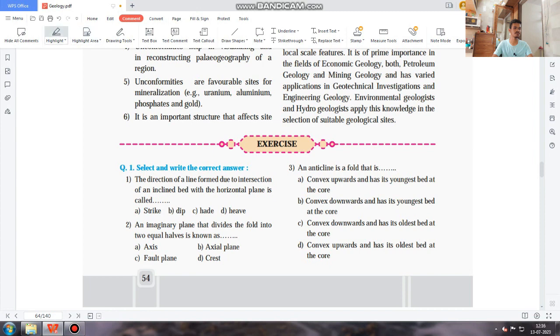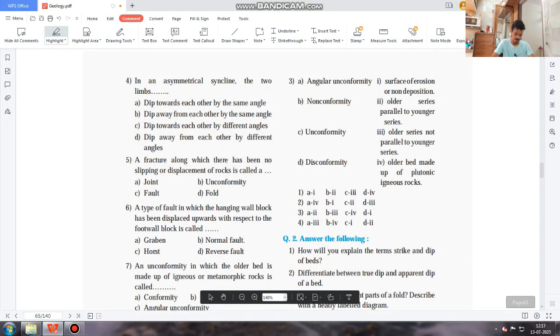Next we move on to the questions. The direction of a line formed due to the intersection of an inclined bed with a horizontal plane is called strike. An imaginary plane that divides the fold into two equal halves is called the axial plane. An anticline is a fold that is convex upwards with the oldest bed at its core. In an asymmetrical syncline, the two limbs dip towards each other by different angles.